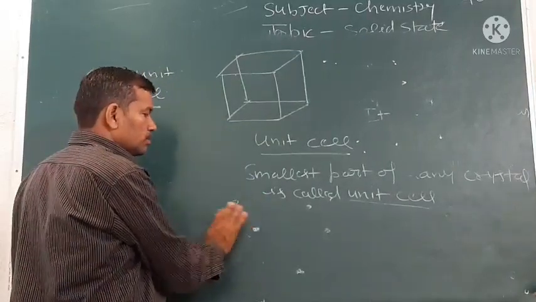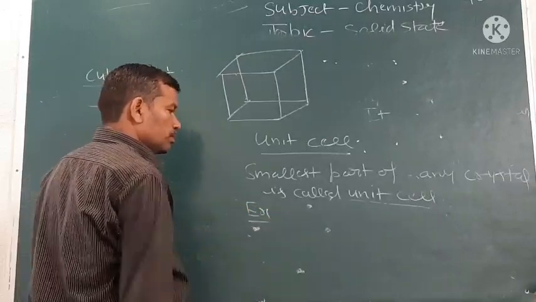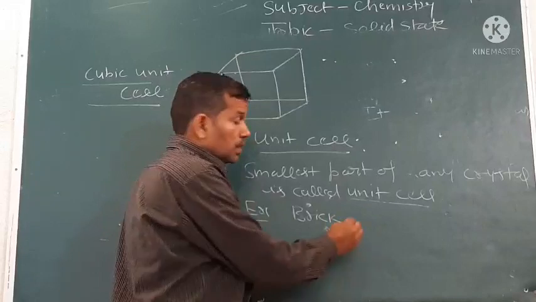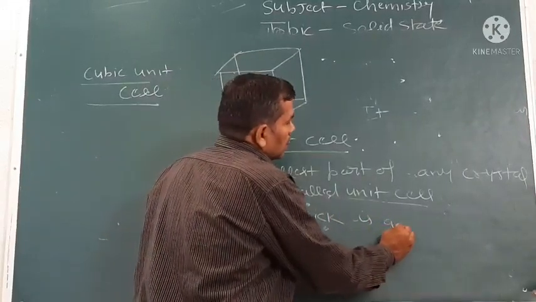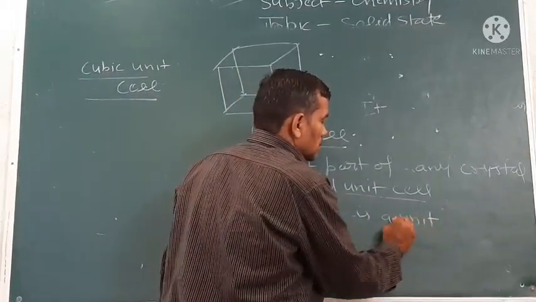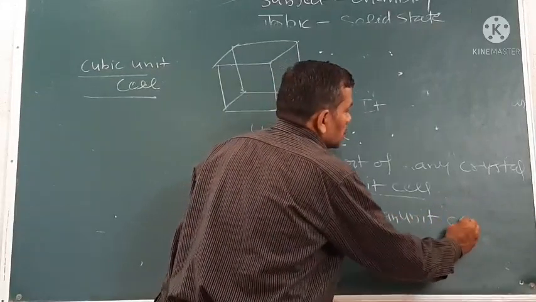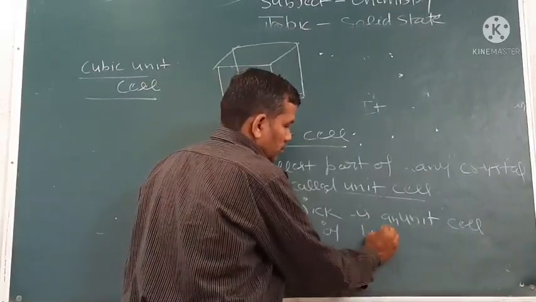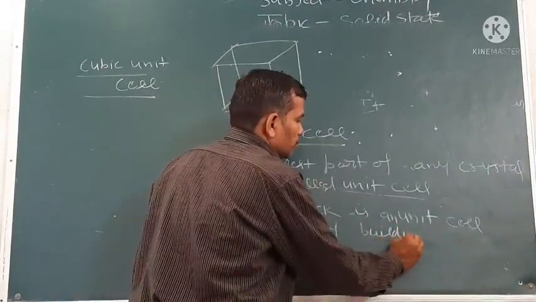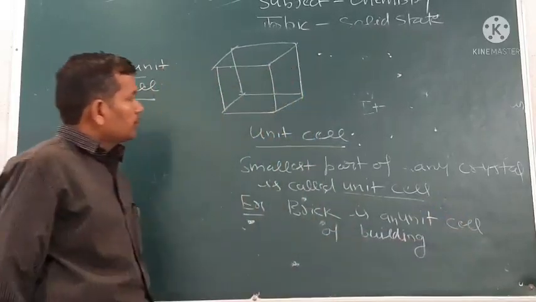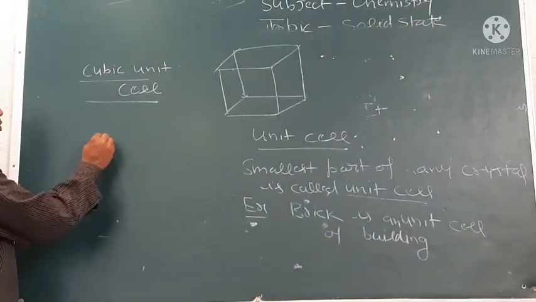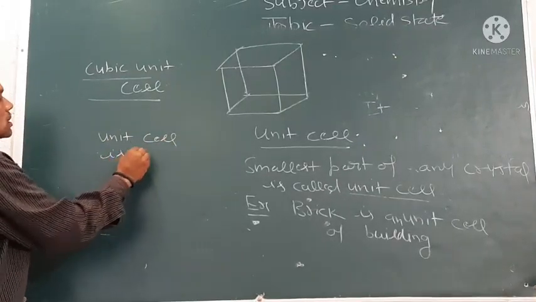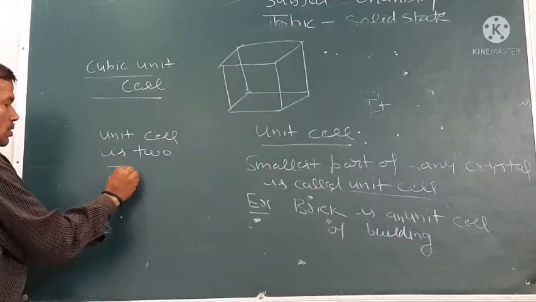As an example, a brick is a unit cell of a building. Unit cells are of two types.